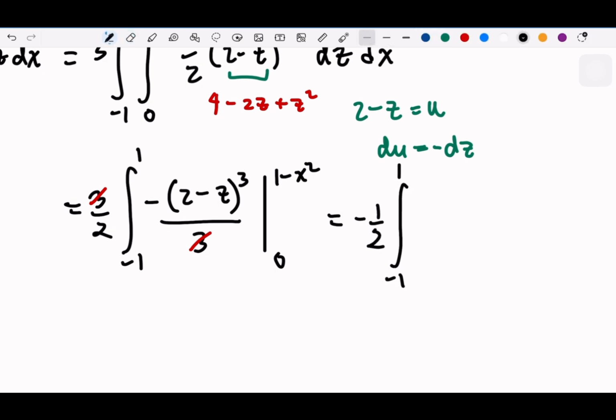2 minus (1 minus x squared), so it will be 1 plus x squared, so (1 plus x squared) to the power of 3. And if we plug in 0, 2 cubed is 8, right? 2 cubed is 8, and then it will be minus 8, right? And then lastly, we have dx.